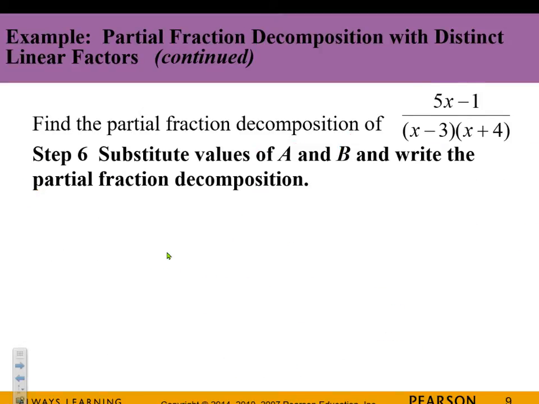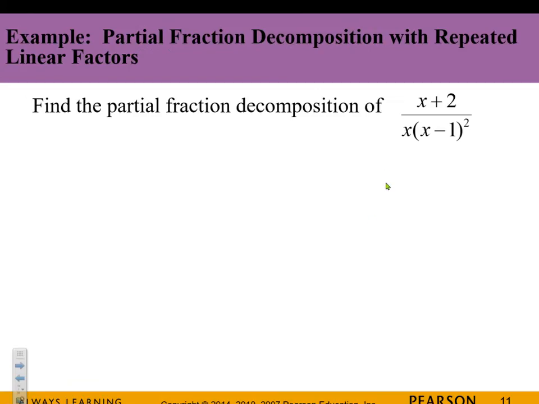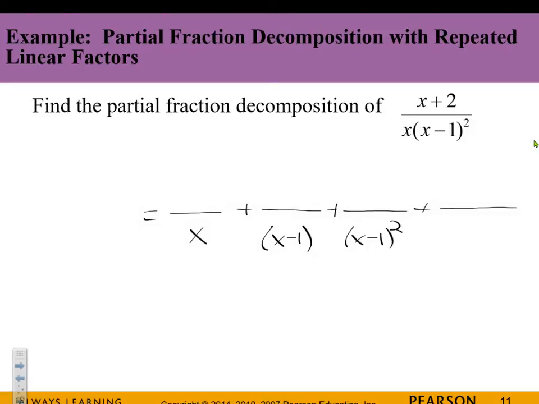Now, this next example is going to be where we have repeated linear factors. So something like this. Okay, this is repeated. So as we get started here, I want to break that down into all possible denominators, okay? Now, because there's an x here, one of them had to have x, right? At the bottom. One of them had to have x minus 1. But maybe, just maybe, one of them had both of them.